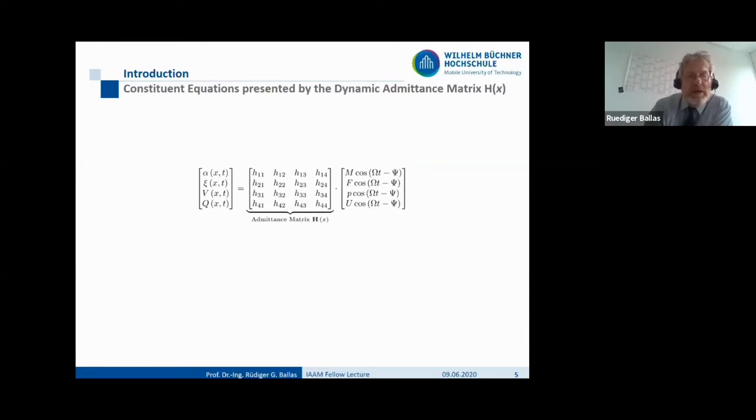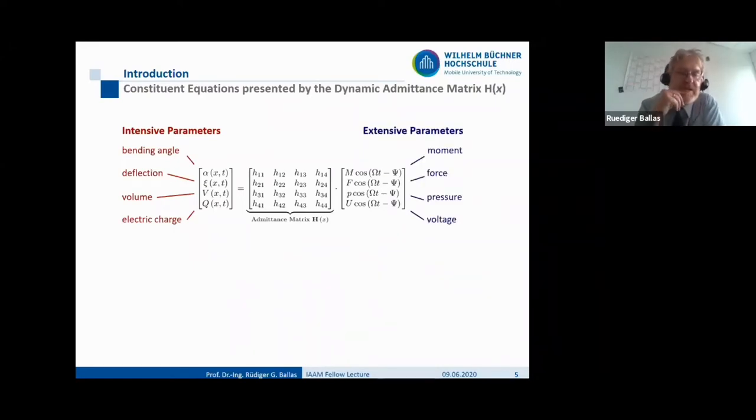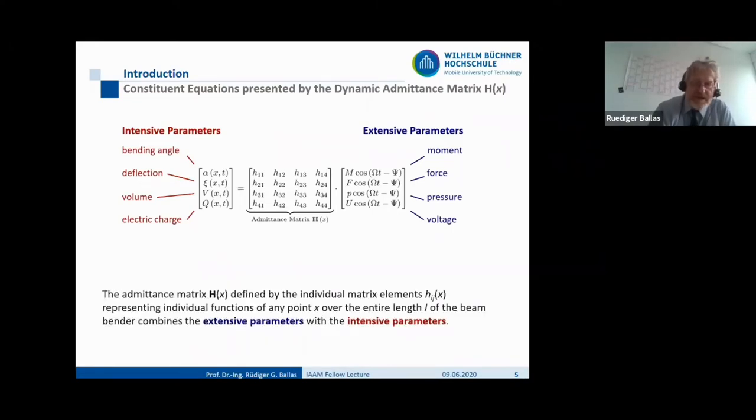So what we need to do is to find out the constituent equations that can be presented by a dynamic admittance matrix, here a 4x4 matrix H of x. You see on the left side the intensive parameters: bending angle, deflection, volume, and electric charge. And on the right side, you see the dynamic quantities: moment, force, pressure, and voltage. For simplicity, I assume that the extensive parameters have sine or cosine behavior. The admittance matrix is defined by the individual matrix elements Hij of x, which represent the individual functions at any point x over the entire length of the bending actuator, combining the extensive with the intensive parameters.